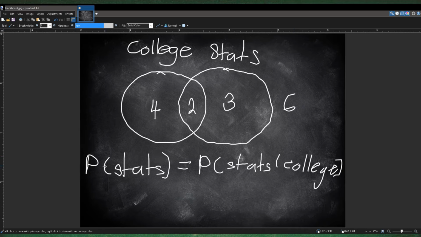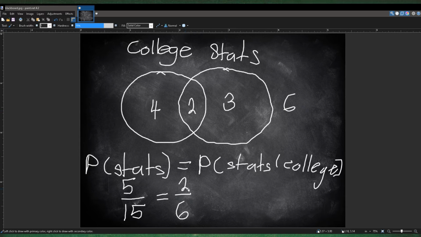So let's just show it. The probability that you're taking stats is 2 plus 3, which is 5. Remember, it's out of the total, which is 4 plus 2 plus 3 plus 6, which is 15, as I said before. This is equal to the probability that you're taking stats given that you're in college. Given that you're in college, that means you're only in college, so it's 4 plus 2, which is 6. And you're only taking stats, which is just the middle part, taking stats in college, so it's 2. So out of the people that are in college, which ones are taking stats? That's 2.